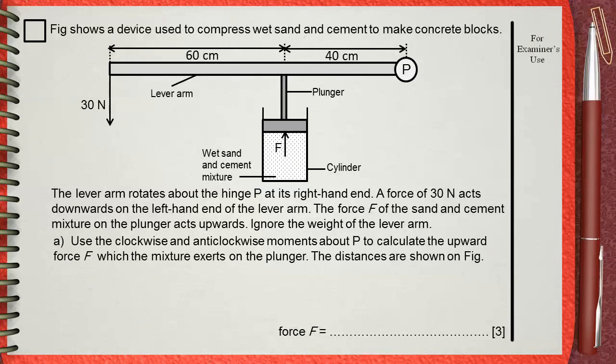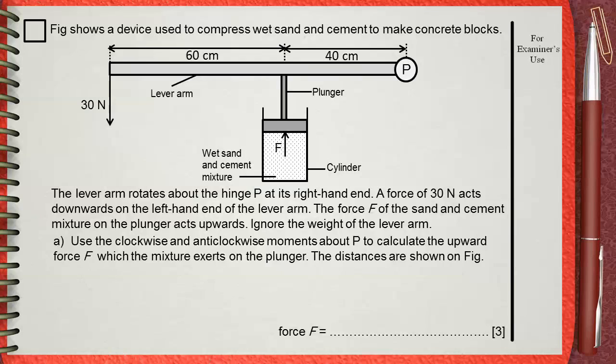Figure shows a device used to compress wet sand and cement to make concrete blocks. The lever arm rotates about the hinge P at its right-hand end. A force of 30 newtons acts downwards on the left-hand end of the lever arm. The force F of the sand and cement mixture on the plunger acts upwards. Ignore the weight of the lever arm.